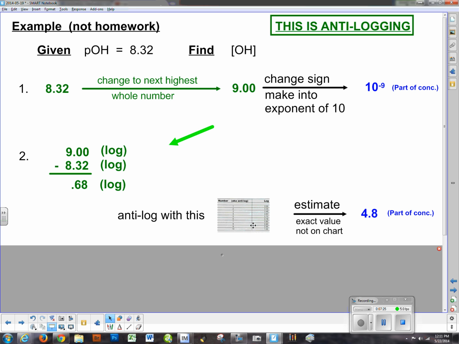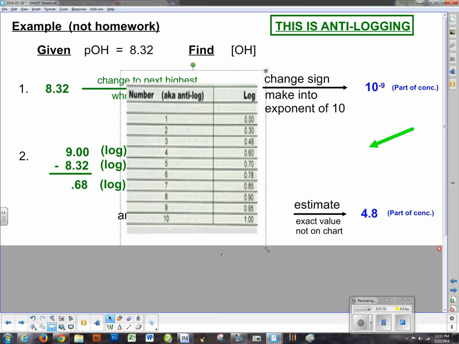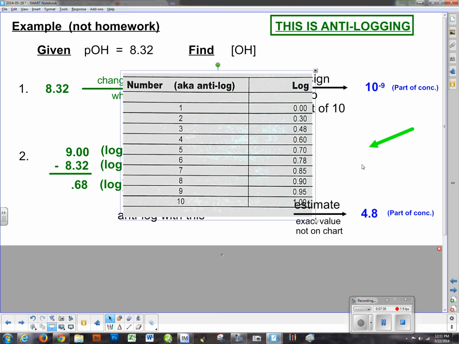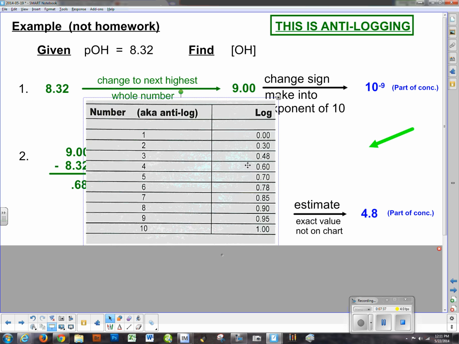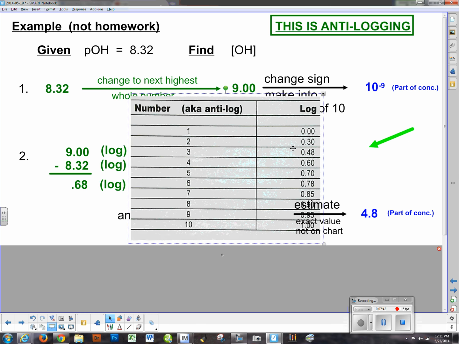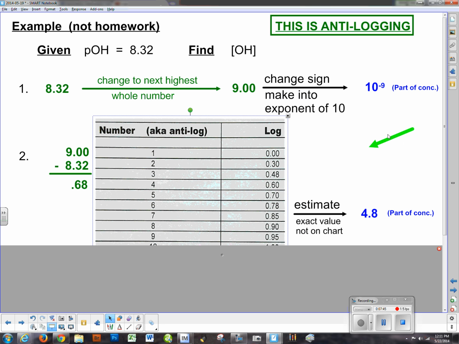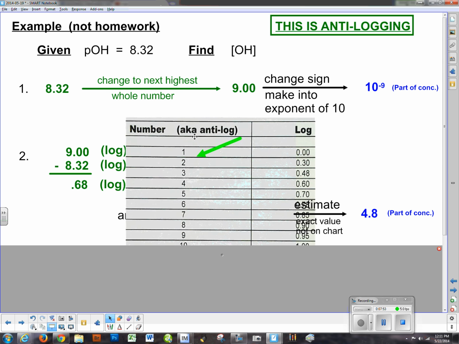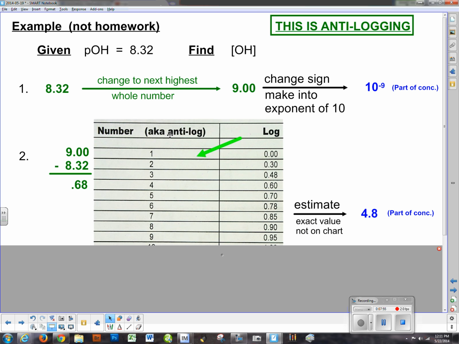So, to anti-log, we are going to use this chart. Let's go ahead and make it big so we can read it. There we go. To read this chart and get our numbers, we will be able to estimate that the number we have over here, the 6.8, is a logarithm. That's why I labeled these logs. Because it's a logarithm, we have to look in this column. And the 6.8 isn't here.